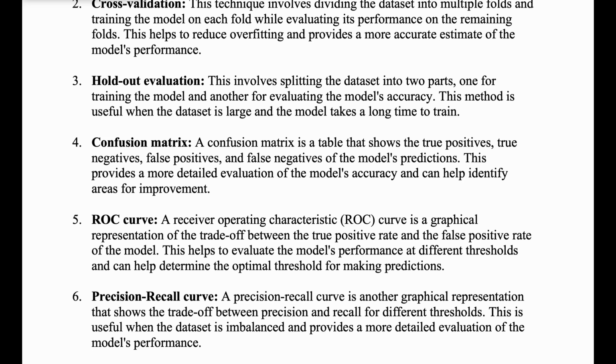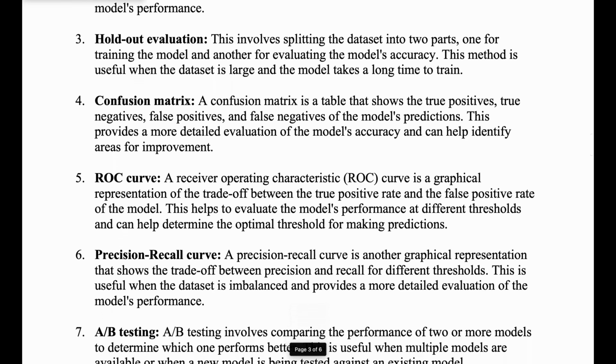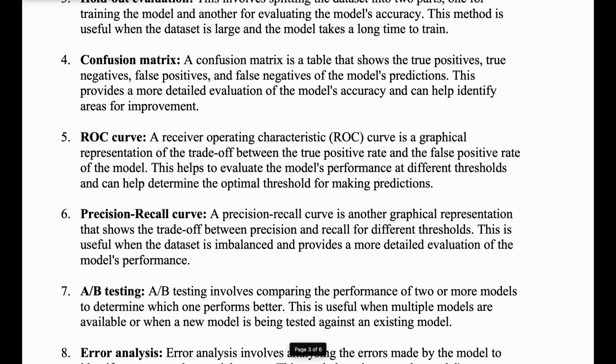This provides a more detailed evaluation of the model accuracy and can help identify areas for improvement. Fifth one is the ROC curve. A receiver operating characteristic (ROC) curve is a graphical representation of the trade-off between the true positive rate and the false positive rate of the model. This helps to evaluate the model's performance at different thresholds and can help determine the optimal threshold for making predictions.